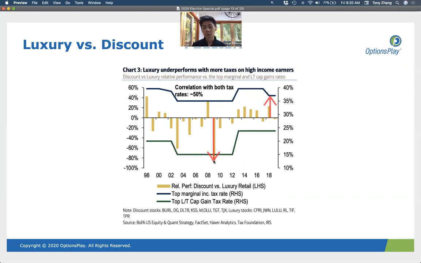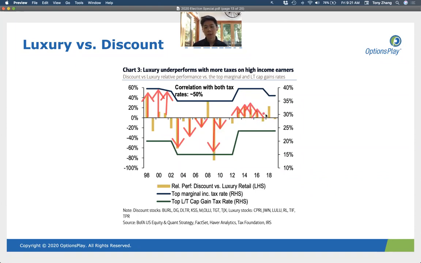And what you see is a fairly strong correlation between when higher income brackets have a higher tax rate versus when higher income brackets have a lower tax rate, whether discount or luxury outperform. So when there is a higher tax rate, we tend to see discount outperform. When the highest tax rates are lower, we tend to see luxury outperform. And then when tax rates are higher, we see discount outperform again.